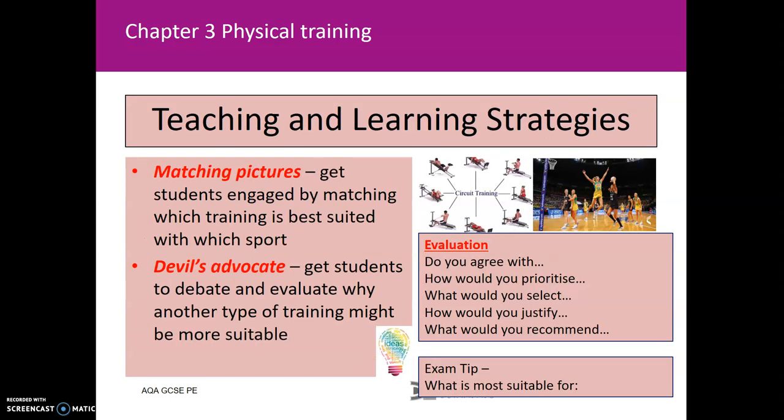And then finally from me, in terms of how you can teach it, I like to sometimes print some pictures off, and they can match the pictures to decide which type of training suits which type of performer. And then also this idea of devil's advocate, so getting maybe a gifted and talented student to debate and argue against the decisions.